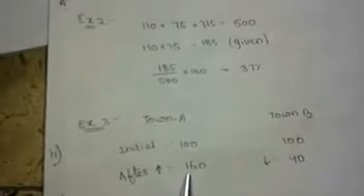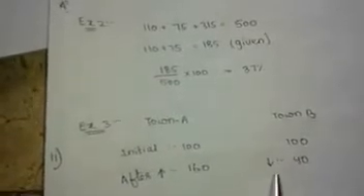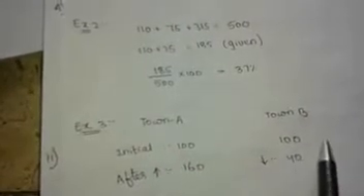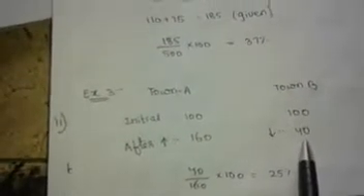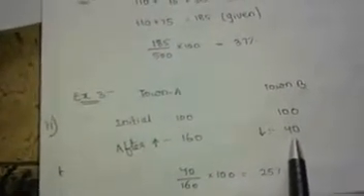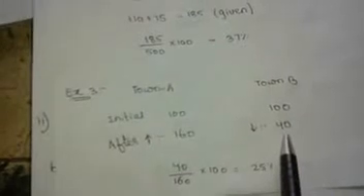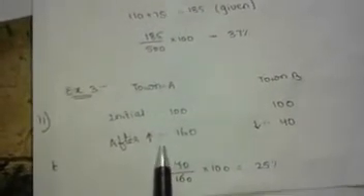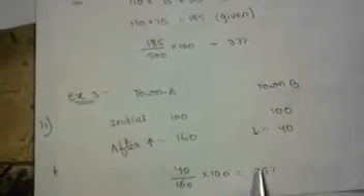At the same time the town B population decreased by 60%. So what we have to do now is subtract 60 from 100, which gives 40. And what he asked in the question was to find the population of town B is what percent of the population of town A. So the answer would be 40 by 160 into 100, which is nothing but 25%. This is how we have to solve this question.